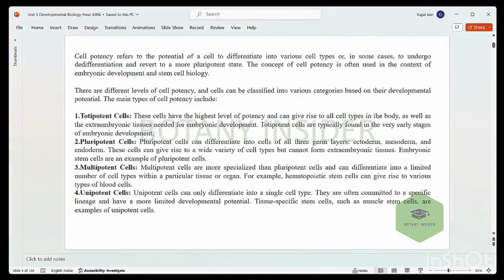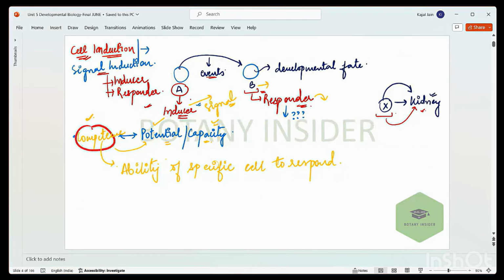See over here. Cell potency is the potential to differentiate. Competence is the ability to respond to a signal. And potency means what particular potential a cell has to divide into various different types. That I'll explain to you in a bit. Competence is the ability of a specific cell to respond.